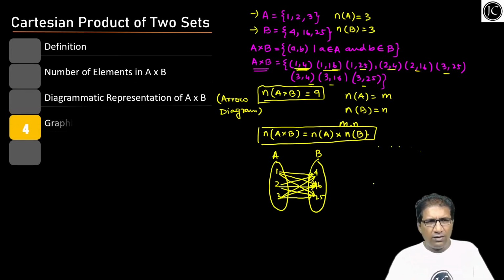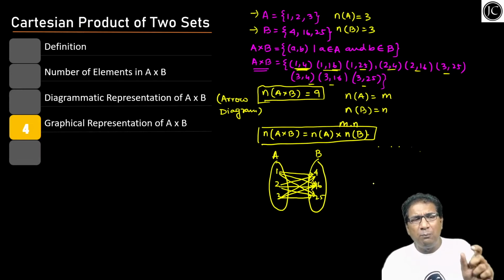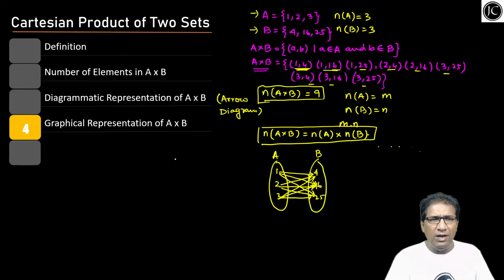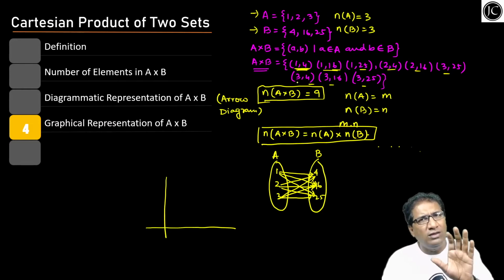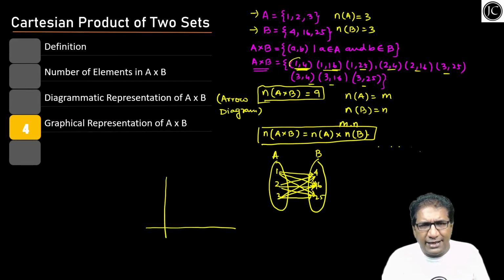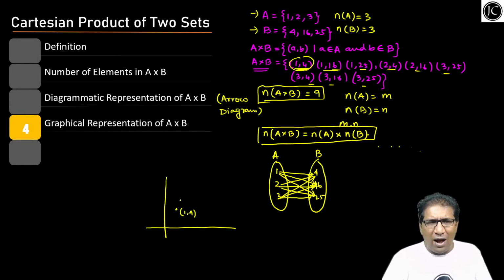Okay. The fourth point is the graphical representation of A cross B. How do we represent A cross B graphically? It's pretty simple. We simply draw the coordinate axes and plot those points on this plane. In this case, it is (1, 4), so it will come somewhere here. This point is (1, 4). And the other points also, (1, 16) will be somewhere here. And this goes on.